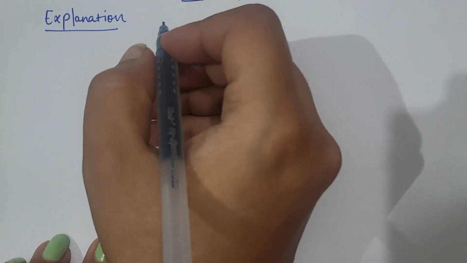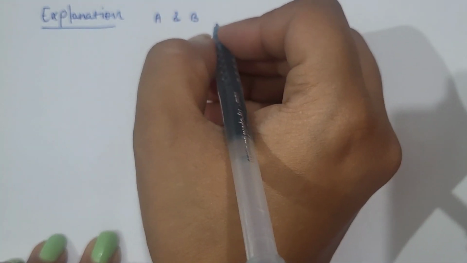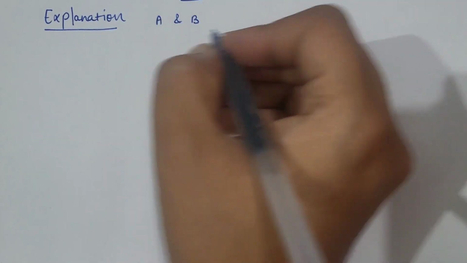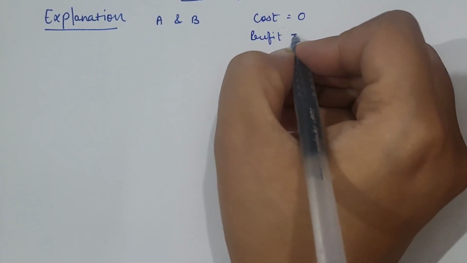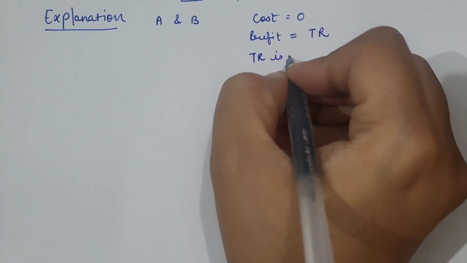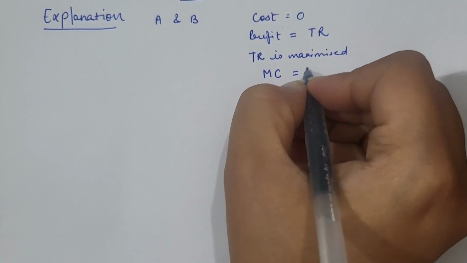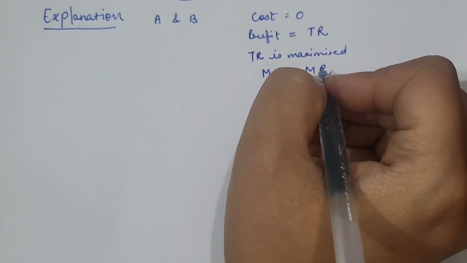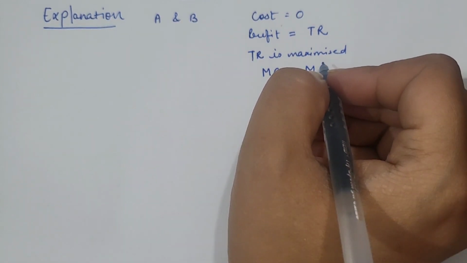So in this model, there are two firms, firm A and firm B, producing mineral water of same quality. Cost of production is 0 and firm wants to maximize the profit. As we know, if cost is 0, then profit would be equal to total revenue earned, and total revenue is maximized with a condition where marginal cost equates marginal revenue. So, for understanding this topic clearly, we will take help of a diagram.